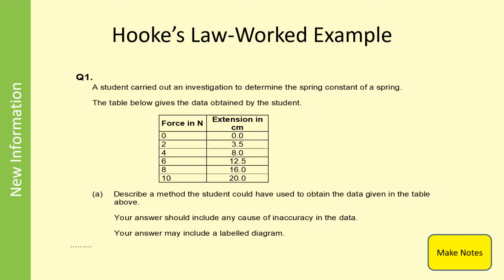So a student carries out an investigation to determine the spring constant of a spring, and the data is given in the table below. So what you have in the table is the student has changed the force, increasing it by 2 newtons each time, and he or she has measured the extension in centimeters and recorded that in the table. Part A, describe a method the student could have used to obtain the data given in the table above. Your answer should include any cause of inaccuracy in the data, and it may include a labeled diagram.